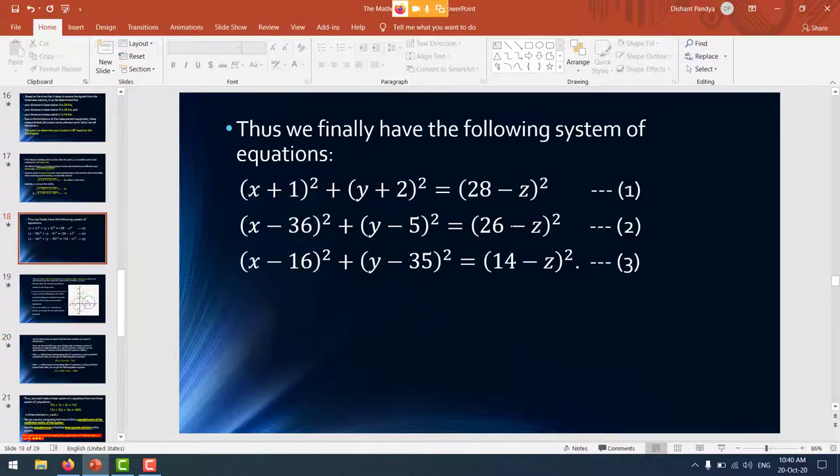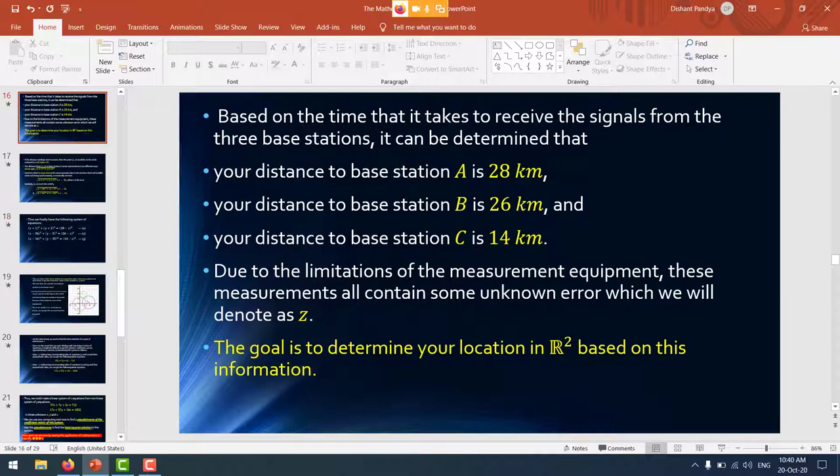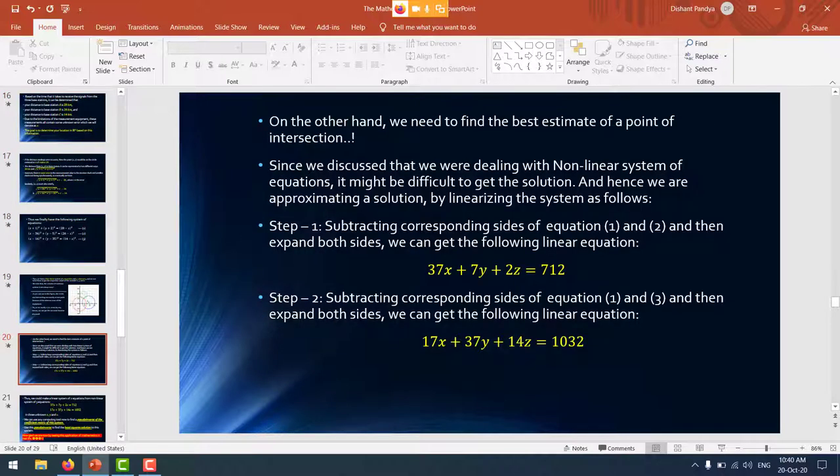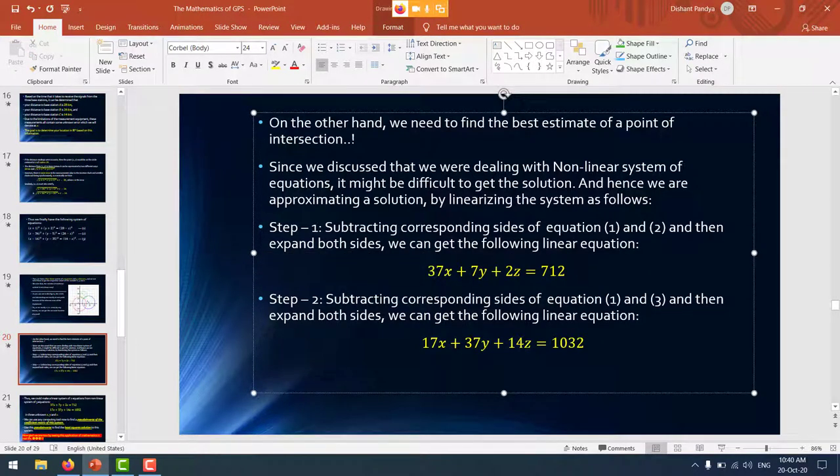The simplest option over here is, if you just see equation 1 and 2, you can use equation 1 and 2. If you take subtraction on corresponding sides and then open the brackets, you will have expressions like this. The first expression will be this one: 37x plus 7y plus 2z is equal to 712. Now we have made our nonlinear system a linearized one. So basically we have implemented here the linearization process. On the basis of equation 1 and 2, I found one equation which is quite nice, 37x plus 7y plus 2z is equal to 712. And this is a very simple calculation, you can do it by hand as well. In the same way, use equation 2 and equation 3.